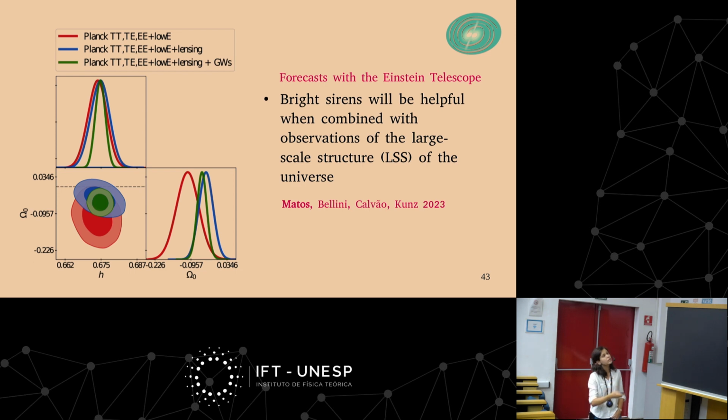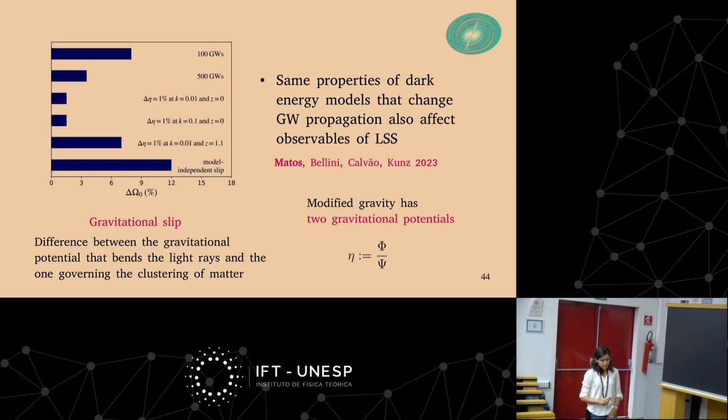Okay. We also investigated that there are particular observables of the large-scale structure of the universe that are affected by the exact same features of modified gravity that the gravitational waves are. And that is very interesting, because then you can combine these two types of observations and measure specific features of modified gravity without having to say a lot about what the model is. So these are more model-independent constraints that you can put.